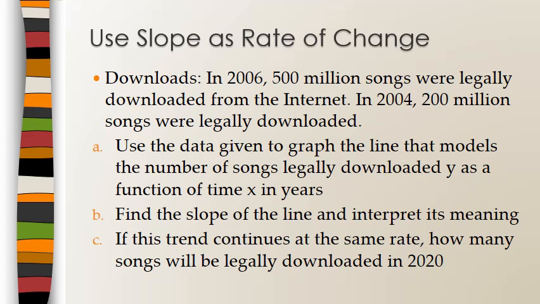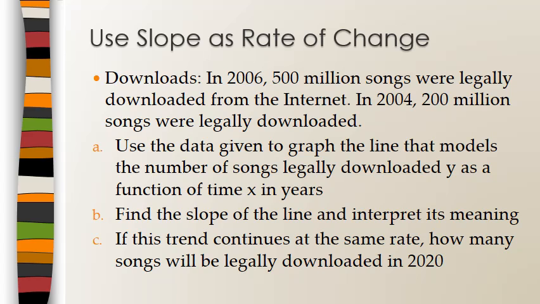And then it says to use the data given to graph the line that models the number of songs legally downloaded, y. That is, on the y-axis, the number of songs legally downloaded, as a function of time, x, in years. So our horizontal axis would be the number in years. Then we're to find the slope of the line and interpret its meaning. And then third, we're to make a prediction that if the trend continues at the same rate, how many songs will be legally downloaded.